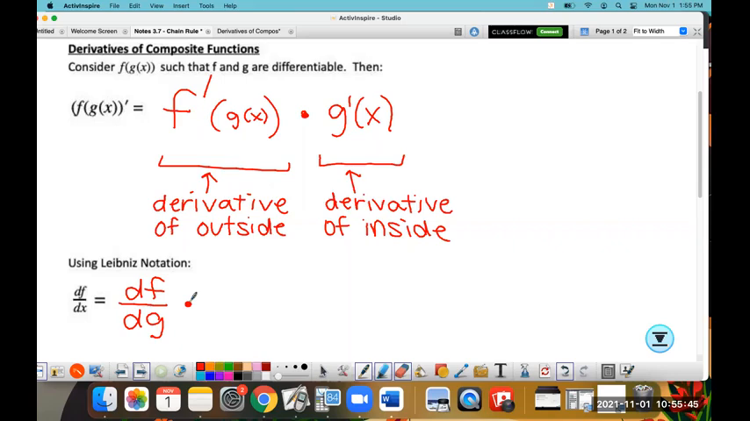Then how would I write up the derivative of the inside? Yep, dg/dx, derivative of the function g, and then it'll actually be with respect to x. So every time you write up that little differential, it is the derivative of that outside function, and then the inside function is what you're taking it with respect to.